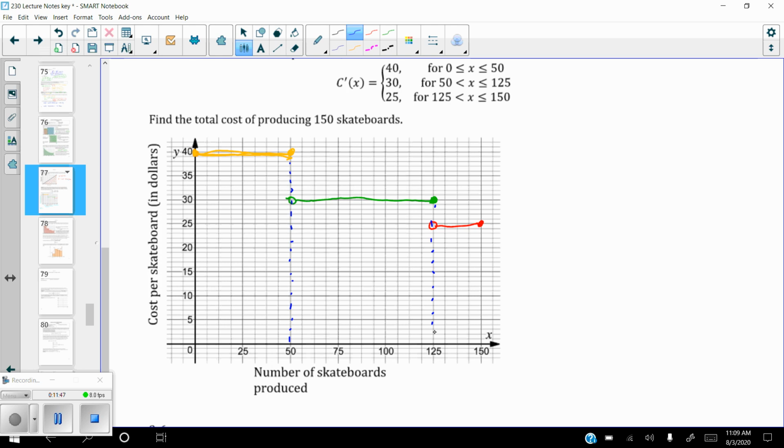Drop the dotted line here, drop the dotted line there, and now all I have to do is figure out what the areas are. Well, again, it's really actually pretty easy. The first one is 40 times 50. Then I have to add the second rectangle, which is 30 times, what is that, 75? That's my base. And then the last one is going to be 25 times 25.